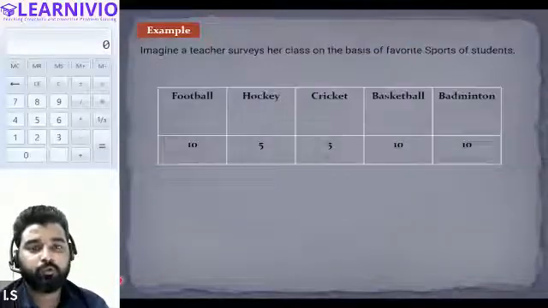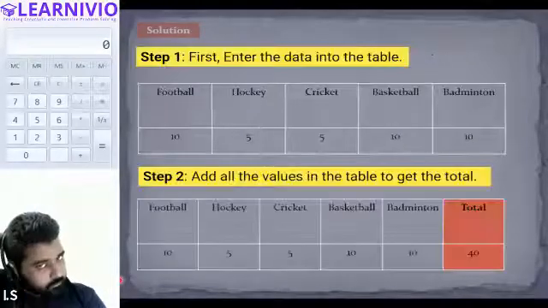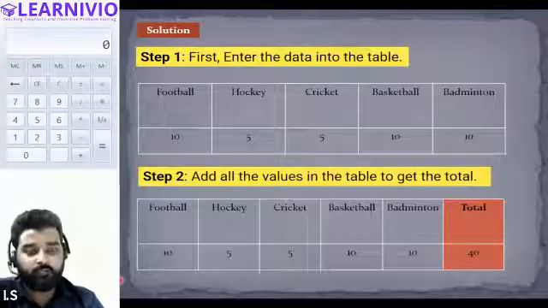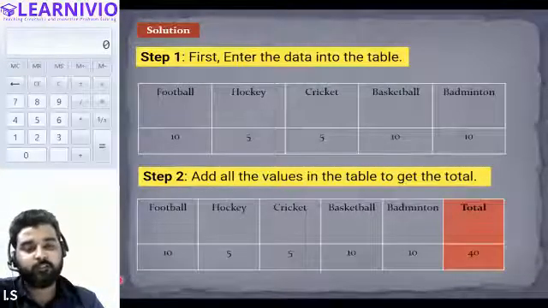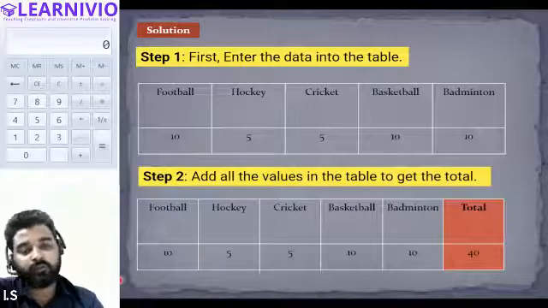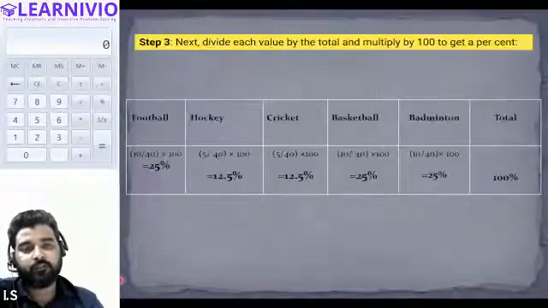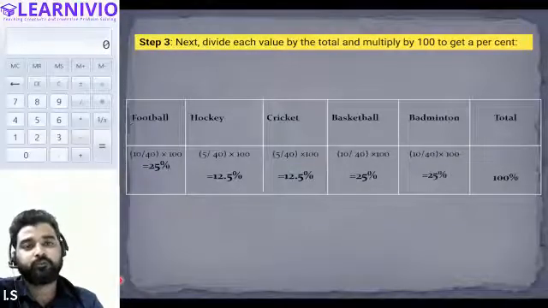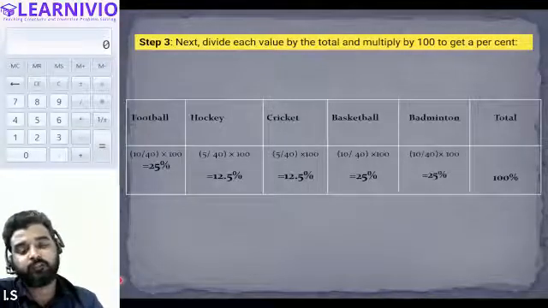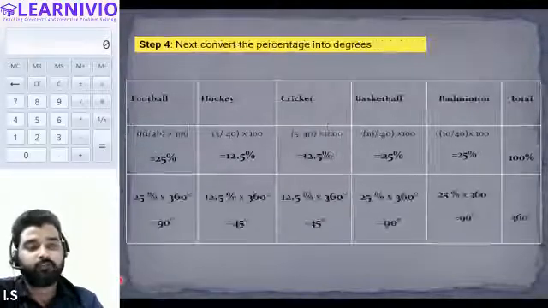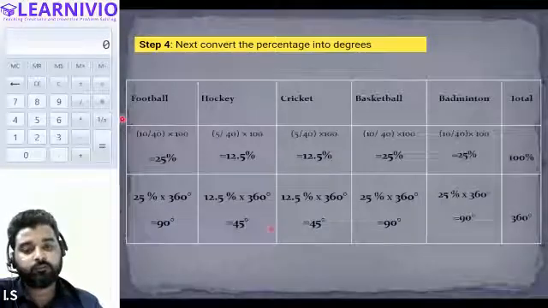So in order to draw the pie diagram, we basically take three steps. First of all, we calculate the total value of the variables given in the question. So the total number of students in the question is 40. The next step is to divide each value by the total and multiply by 100 to convert the data into percentages, which we have already done. And next, convert the percentage into degrees. We have also done that.